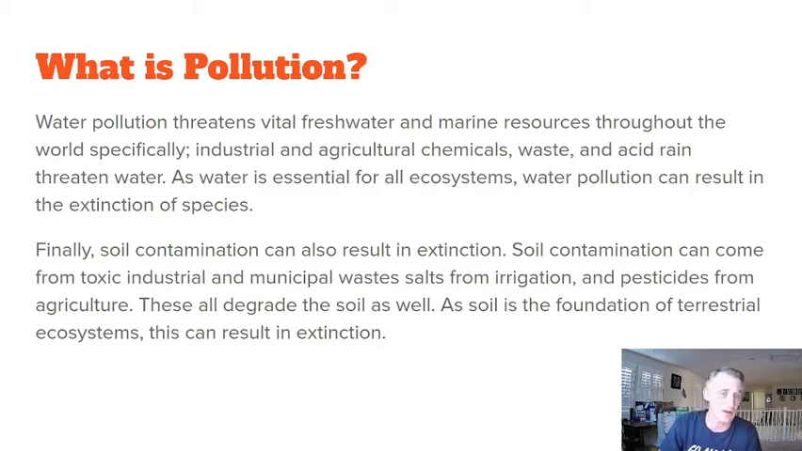We also have soil contamination, which can result in extinction. Soil contamination can come from toxic industrial and municipal waste, and different things from irrigation or pesticides from agriculture can all be contaminating the soil. These basically degrade the soil as well, and the soil is the foundation of all terrestrial ecosystems, and that can result in extinction as well.